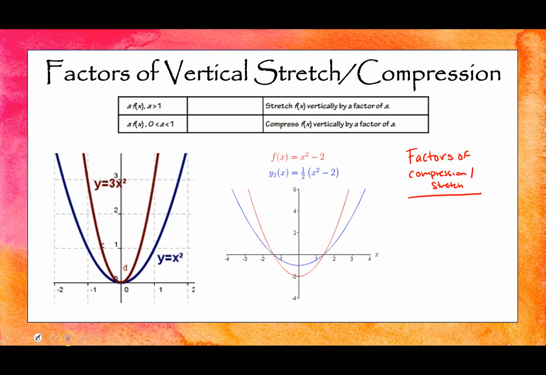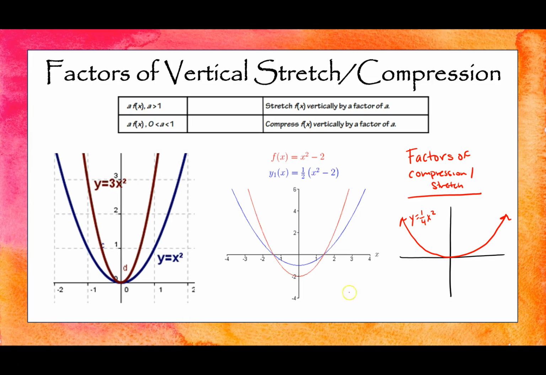So if I had a graph, and you can think about a parabola as the easiest way to think about it, but it can be any sort of graph, and I am compressing it vertically. That means that I'm taking my hands from the top and I'm kind of pushing down on my function. And so that would look something like this. And this might be something like y equals 1/4 x squared. And my factor of compression would be the 1/4.